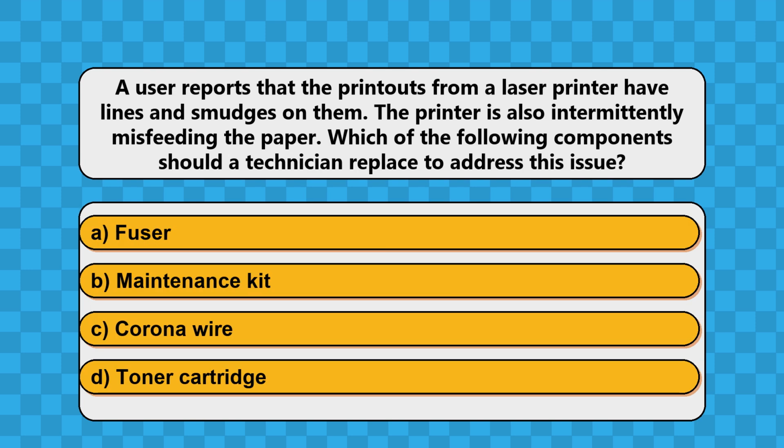Question 68. A user reports that the printouts from a laser printer have lines and smudges on them. The printer is also intermittently misfeeding the paper. Which of the following components should a technician replace to address this issue?